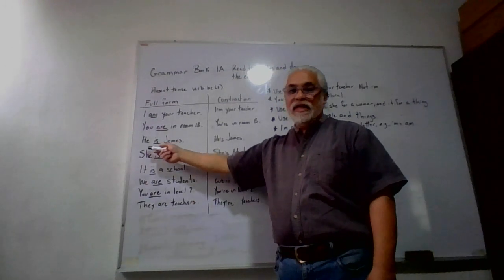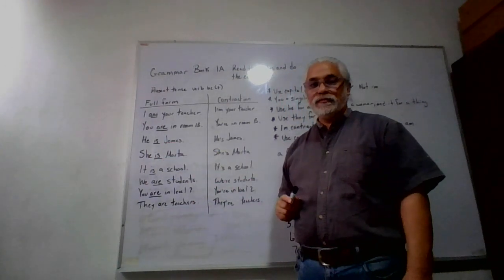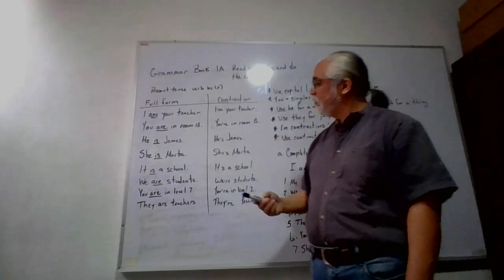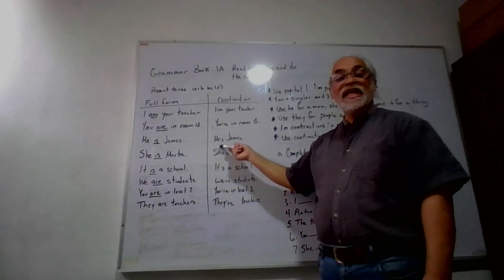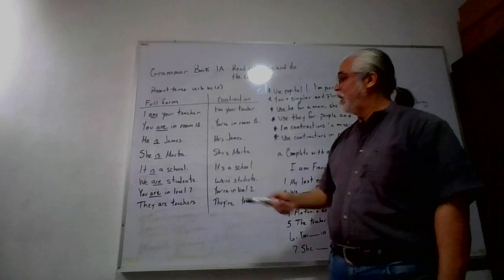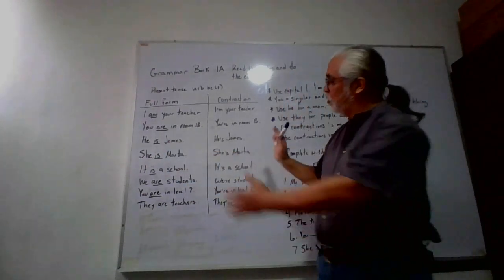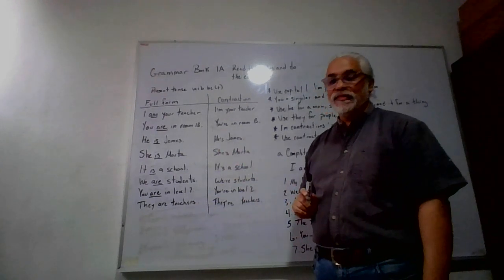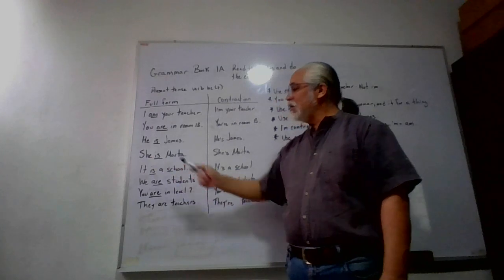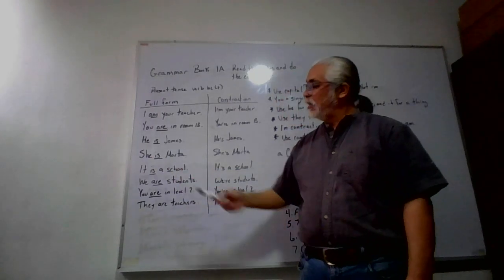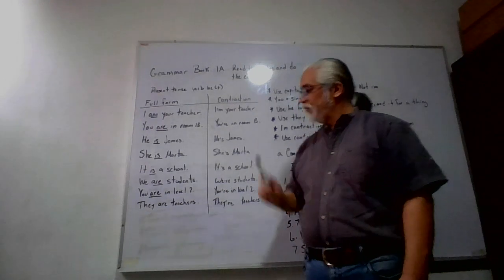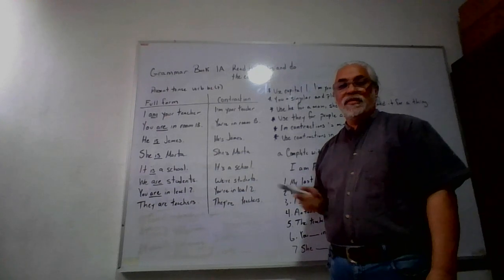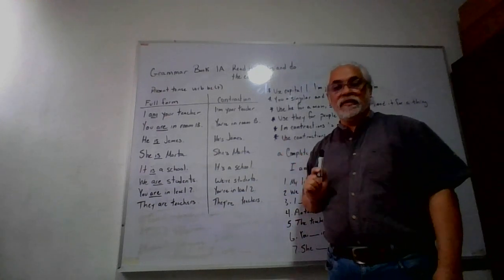Full form. He is James. Contraction, he's James. I took out the I. Put the words together. Pronunciation is he's James. She is Martha. Full form. She is Martha. Contraction. She's Martha.